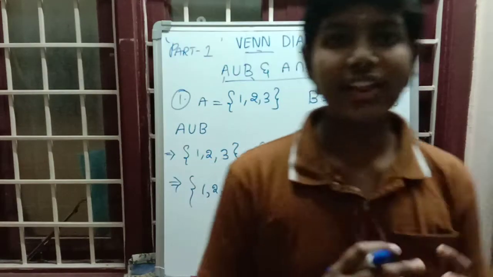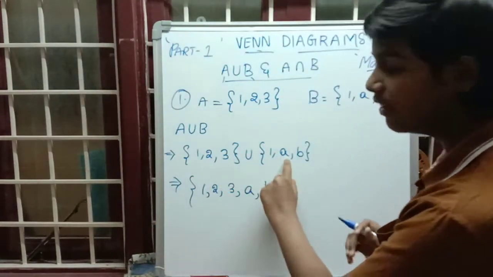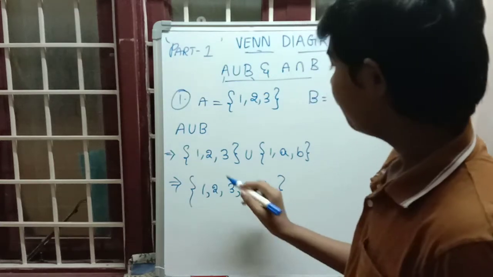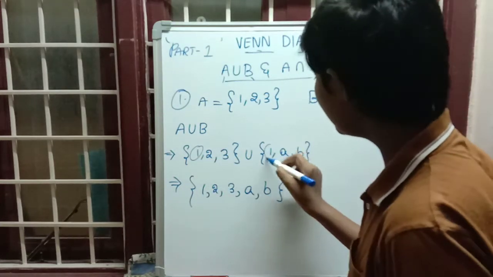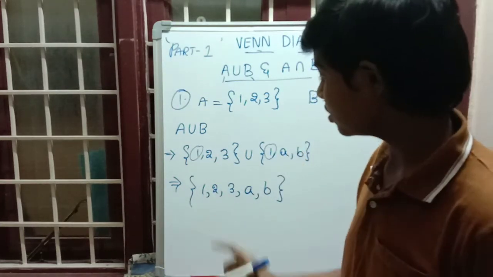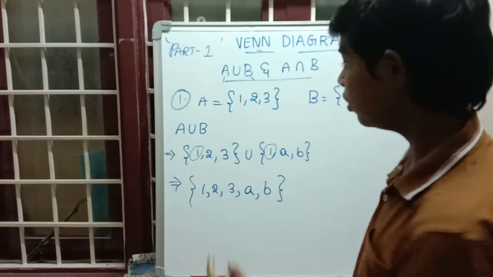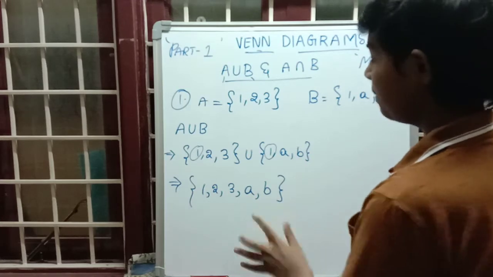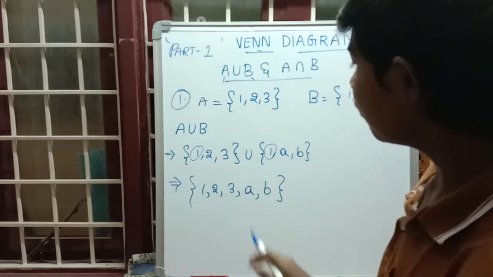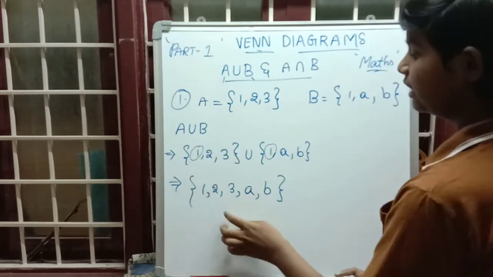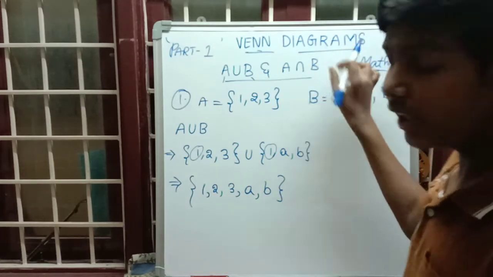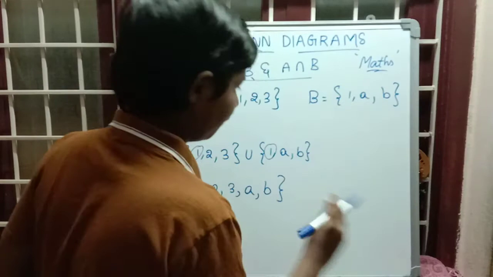We are combining the two sets given. We are combining both, and that is called union. But here one is there and here one is there; we will not take it two times, because repetition is not allowed. One will be taken only one time. Again 2, 3, a, b. Yes, in roster form we got A union B is equal to 1, 2, 3, a, b. Now we learn how to draw it in Venn diagrams.